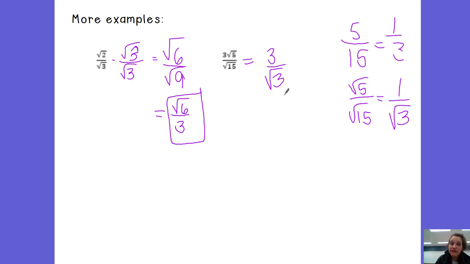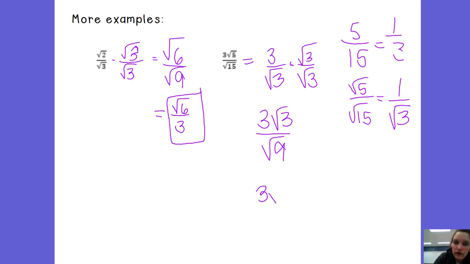Now I've got to get rid of this root 3 that's in my denominator. So I'm going to multiply by my fancy 1, root 3 over root 3. 3 times root 3 is 3 root 3. Root 3 times root 3 is root 9. The square root of 9 is 3. Those 3's cancel out, and so I'm left with just root 3.